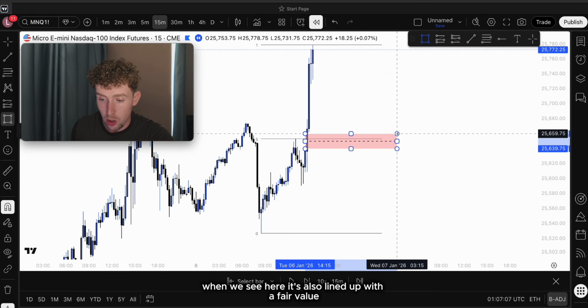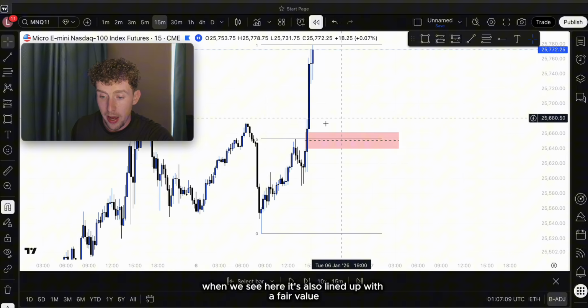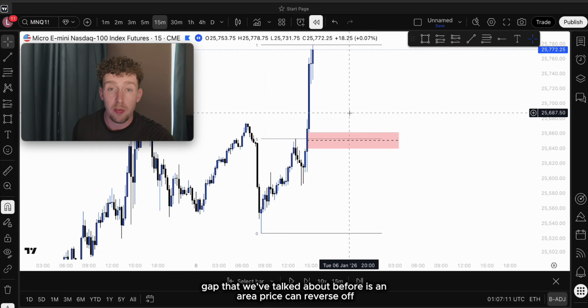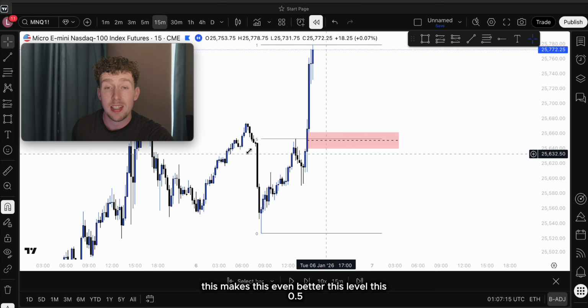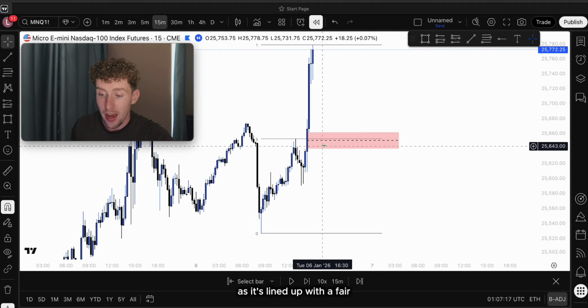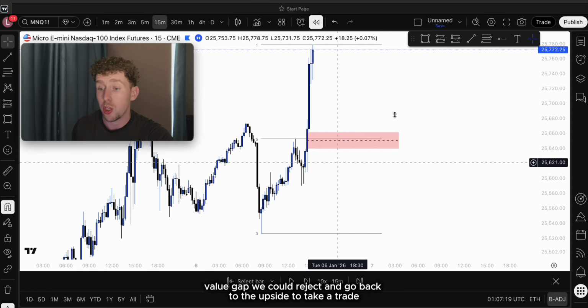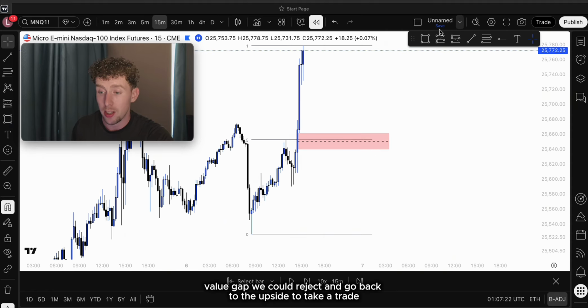When we look here, it's also lined up with a fair value gap, which we've talked about before is an area price can reverse off. This makes this level, this 0.5, even better, as it's lined up with a fair value gap. We could reject and go back to the upside to take a trade.